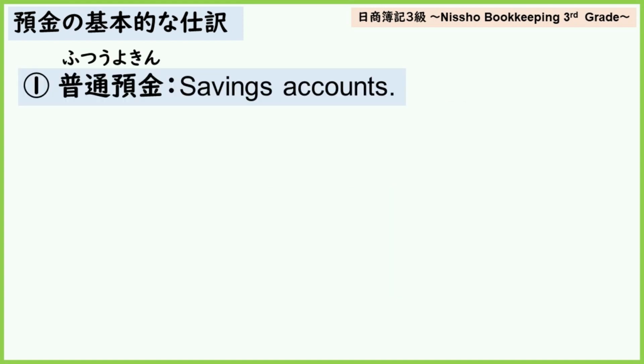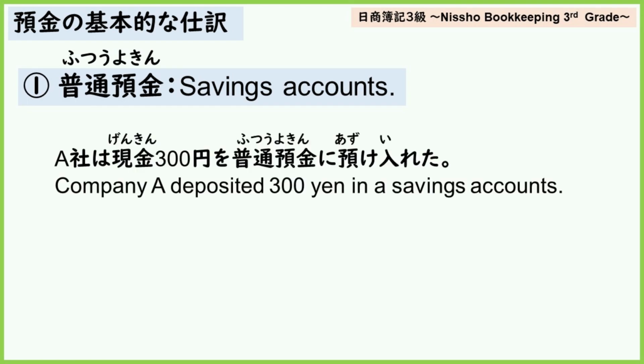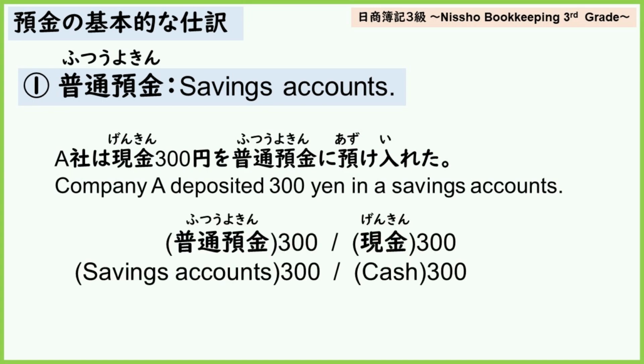First, a savings account is a bank account that allows the deposit and withdrawal of cash freely. For us ordinary citizens, it is the most familiar type of bank account. Let's consider the following journal entry. Company A deposited 300 yen in a savings account. The journal entry is as follows. Debit, savings accounts 300. Credit, cash 300.